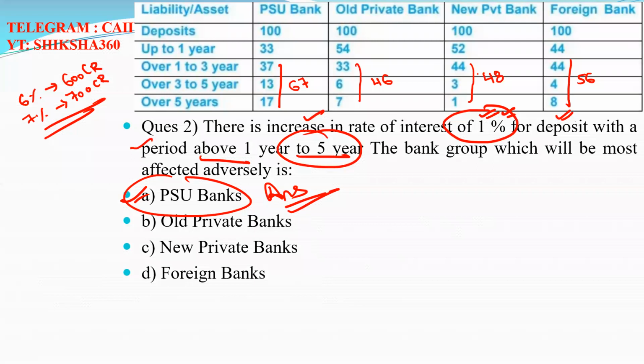Above 1 to 5 years. Clear? Basically above 1. This is over 1. Over 1, basically that is above 1.